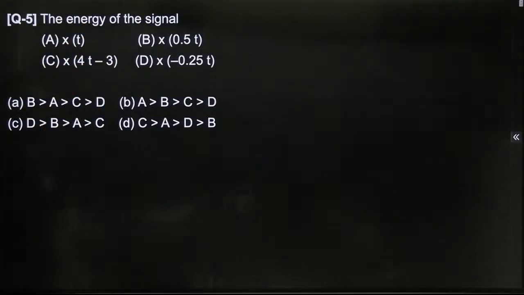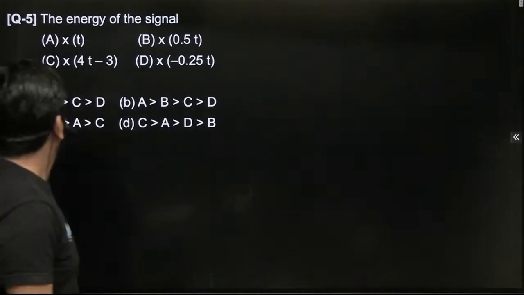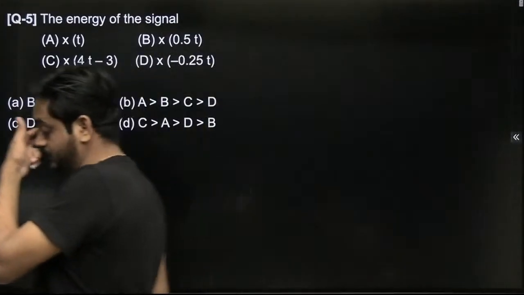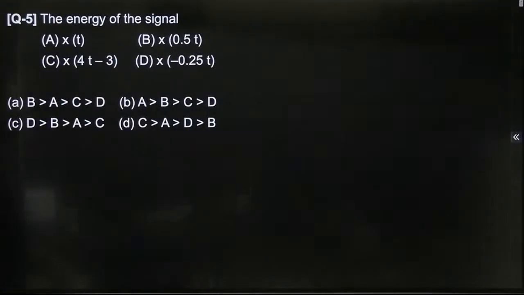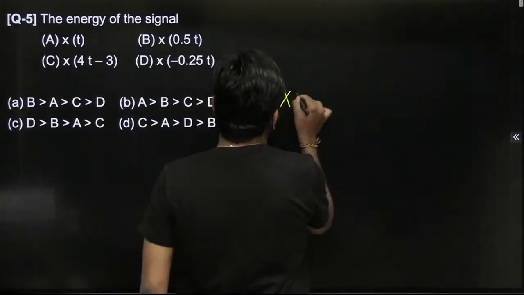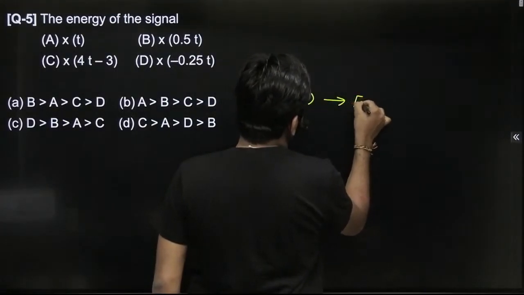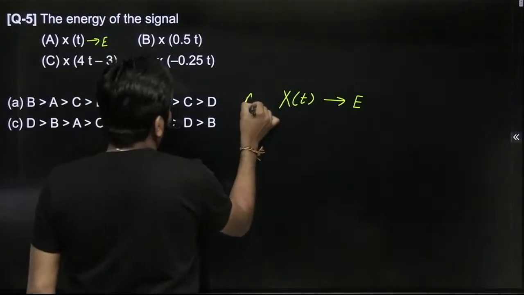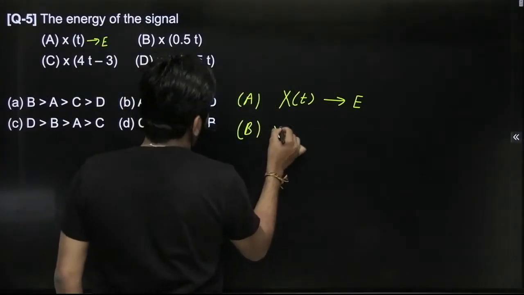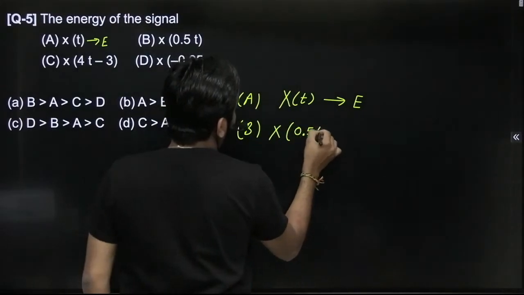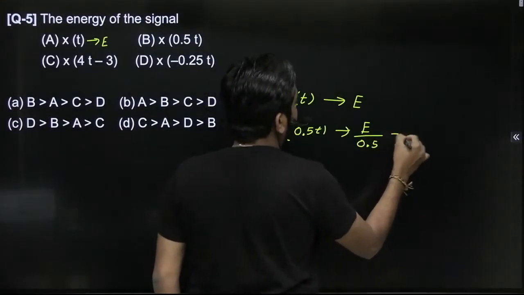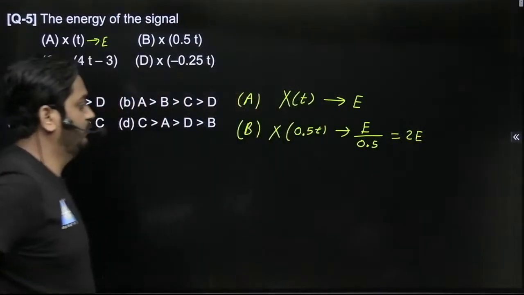The energy of the signal x of t, options A, B, C, D are given. You have to tell me in ascending order. This is a very important question. If the energy of x of t is E, then for A, the energy is E. What about B, x of 0.5 t? I told you, the energy will be E upon mod 0.5, so here it will be 2E.